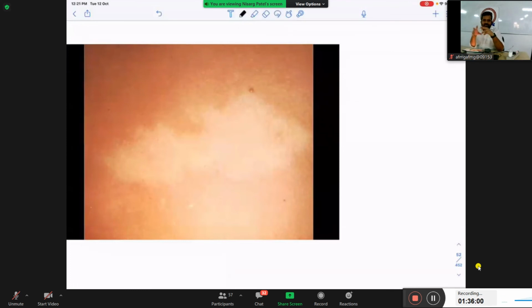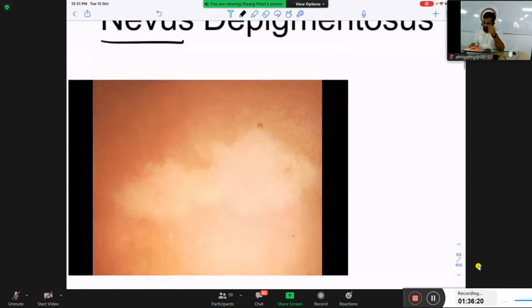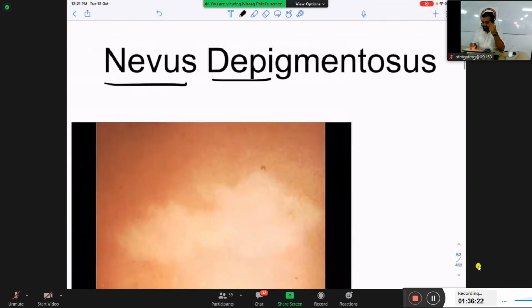After around 1 month, you will notice that this person is having some depigmented patch on his body. So the mother might be concerned that my child is having vitiligo, right? In India, it is always the mother who has a concern about these diseases, right? So what will happen? This is a nevus depigmentosus.